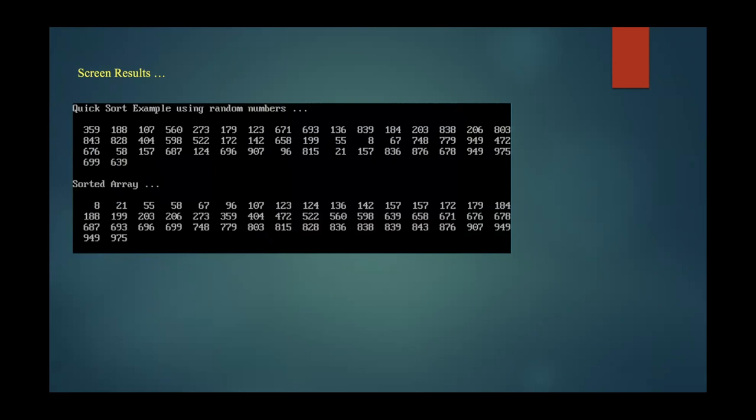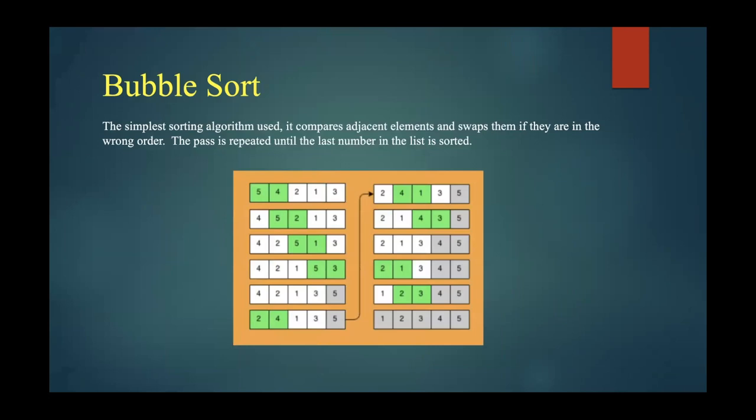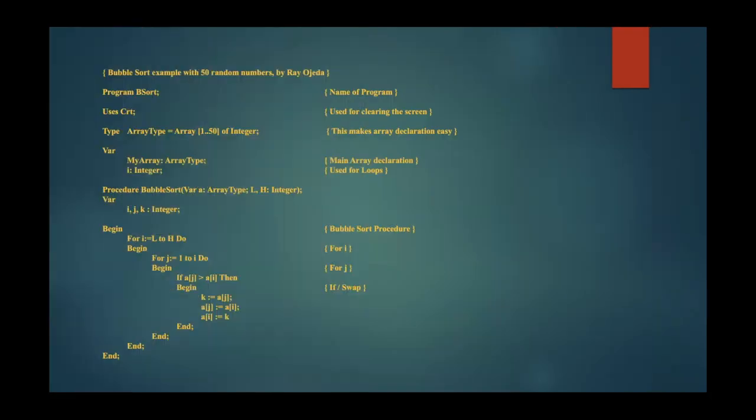Now let's do the bubble sort. So what is the bubble sort? It is the most simple way of sorting something. It compares the adjacent elements and swaps them if they are in the wrong order, whether they're ascending or descending. And then it's passed repeatedly until the last number in the sort is listed. Now, here's a graphical view of it. Basically, it's moving the numbers around. It'll be more understandable when you see the actual code. And here is the code.